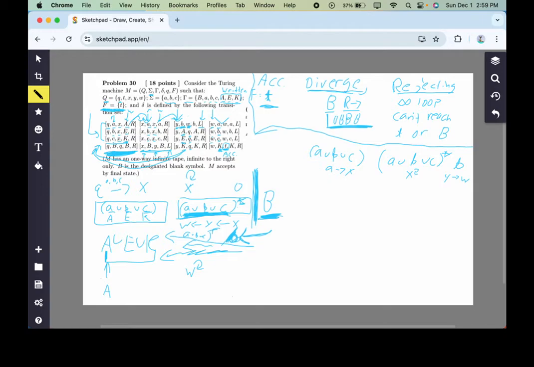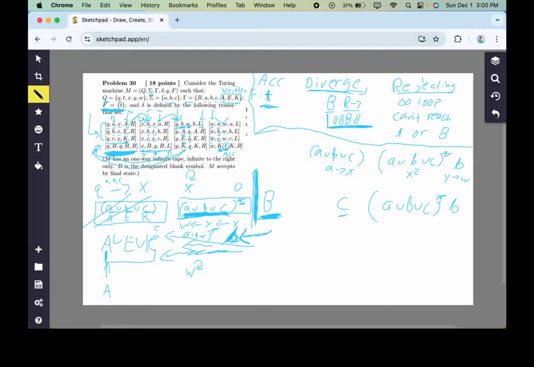Meaning I now overwrite this A or B or C to be more specific and to only be a C. My string now is C, (A union B union C) star, B. That is my accepting string. And let's go through this from the left to the right, so reading it normally, as to why this is the case.